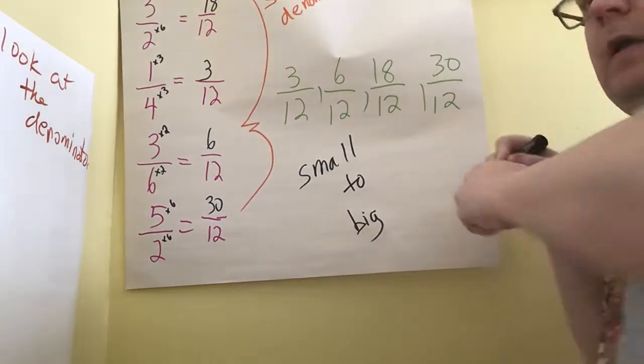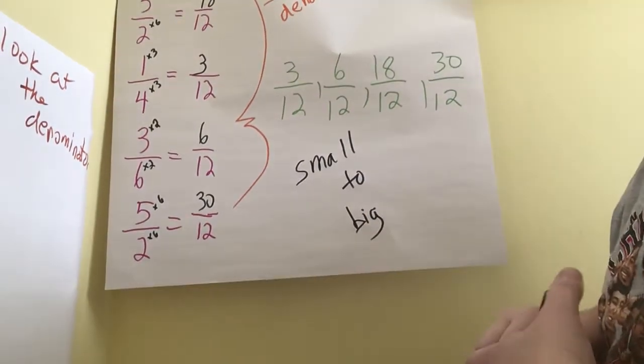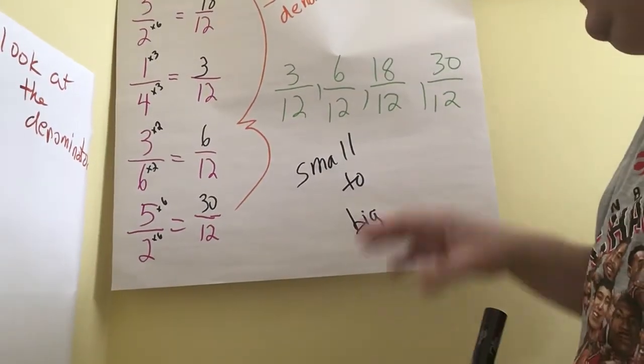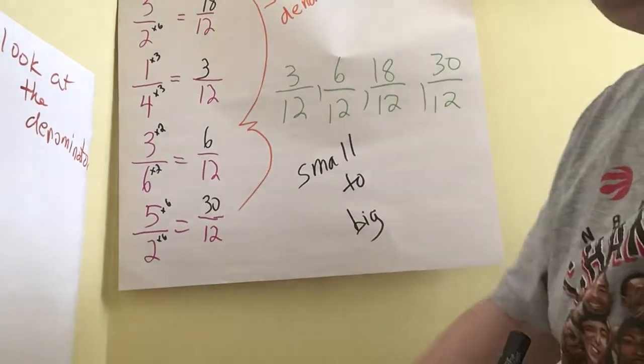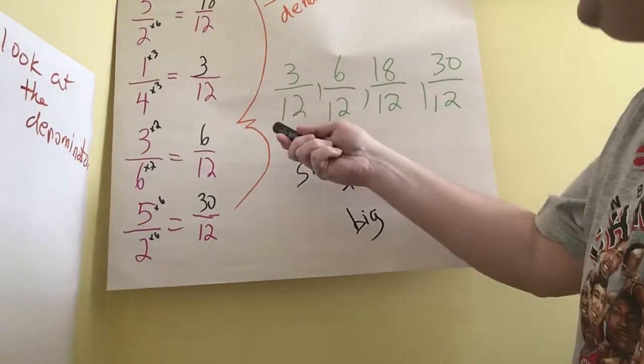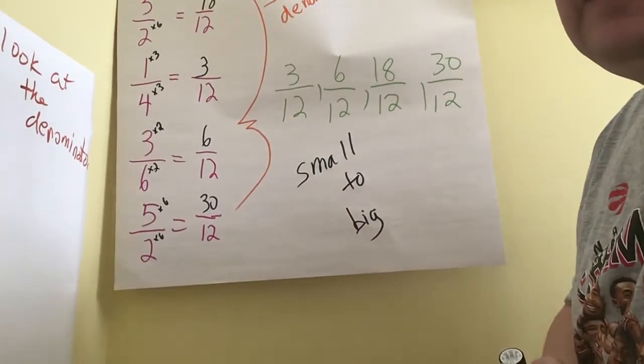All right. Now, read your instructions carefully. Sometimes they say biggest to smallest, but you have to do this whole process in order to get common denominators. All right.